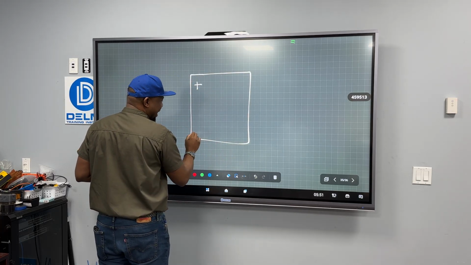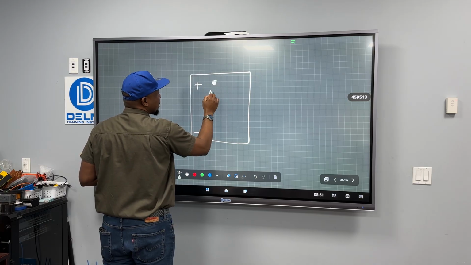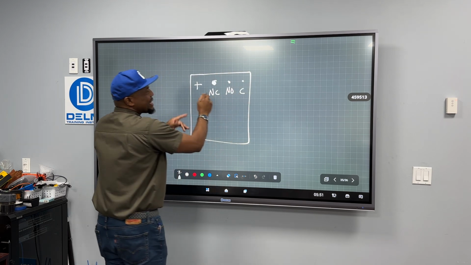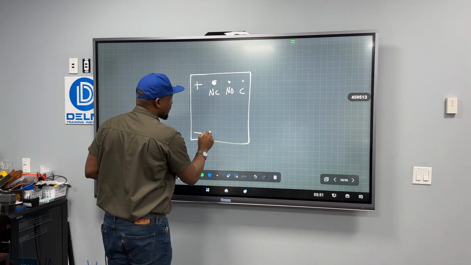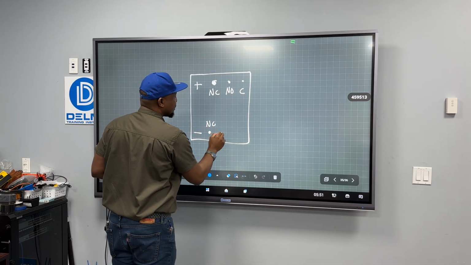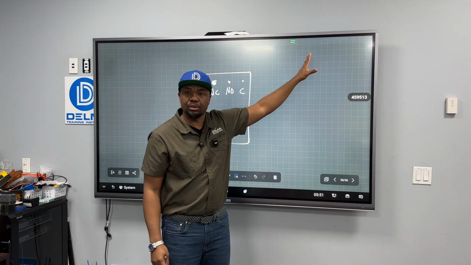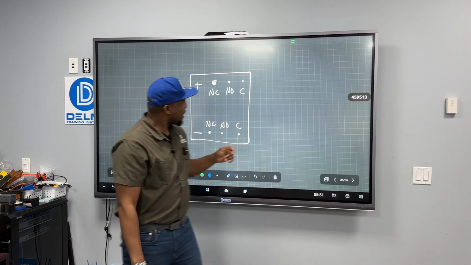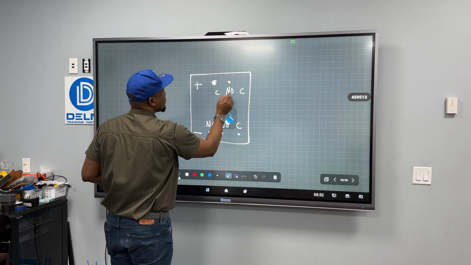So plus, minus. This is a single pole, so we have the normally closed, normally open, and common. It really doesn't matter how I write this, so long as you understand the concept. This is normally closed, normally open, and common. So I need two types of output devices, and tell me what the voltages are. Because I'm using, no, my bad, I'm only using one.